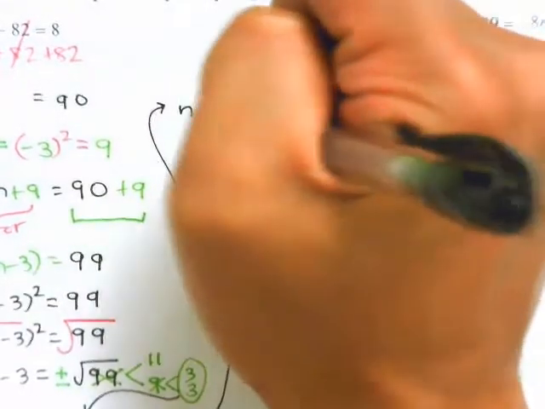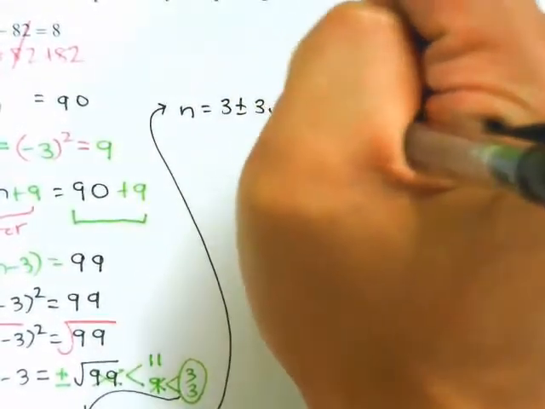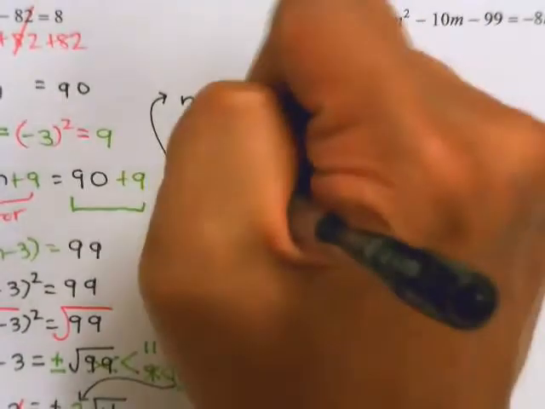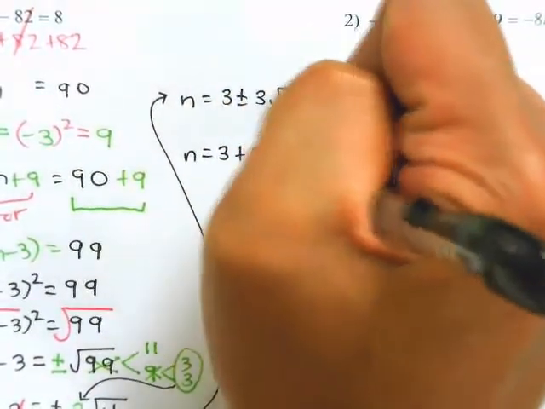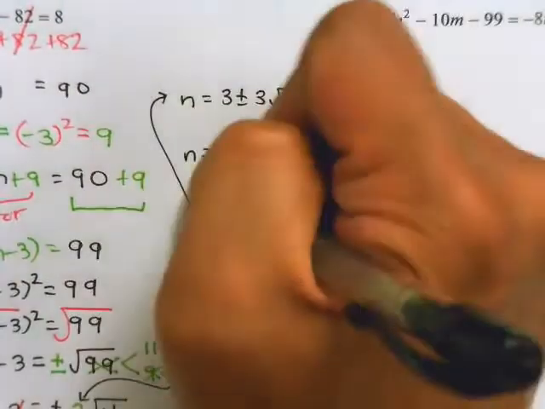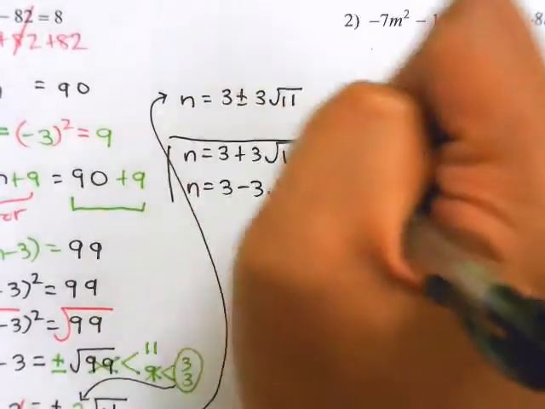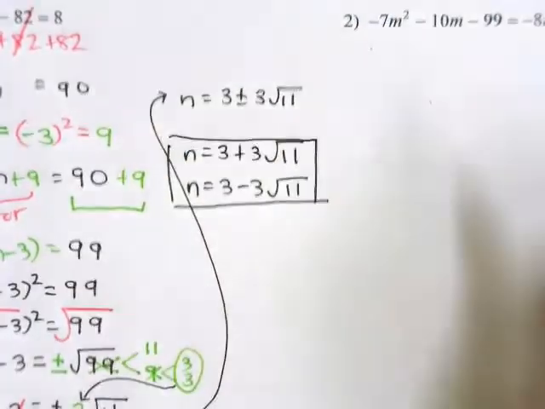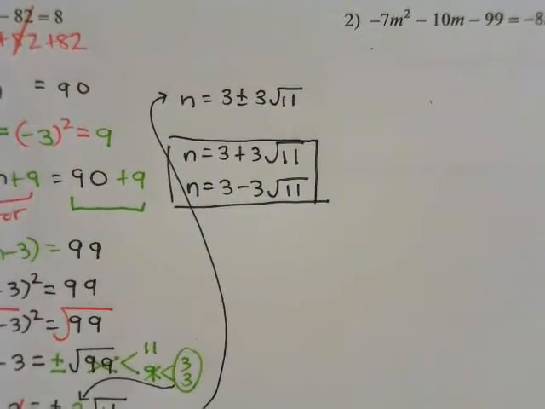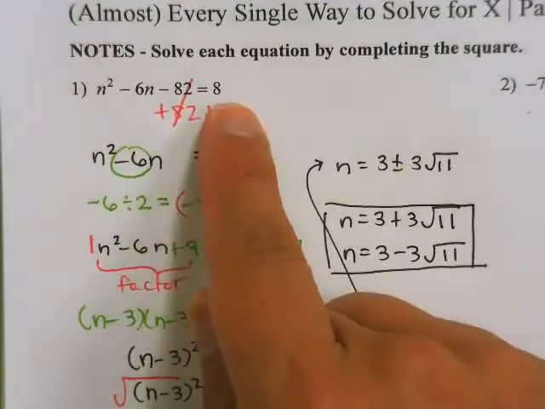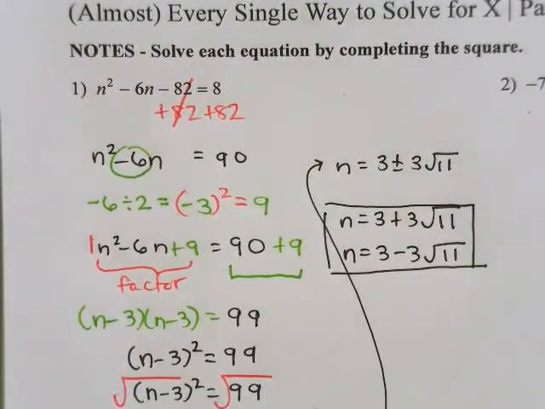So this is going to be n is equal to 3 plus or minus 3 radical 11. And now we can just split that up. n is equal to 3 plus 3 radical 11, and n is equal to 3 minus 3 radical 11. Might be a little bit hard to do this one by hand. So if you want to grab your TI-84 and plug that in inside this equation here, it should come out to 8. Okay. All right, we're going to do it one more time with number 2.